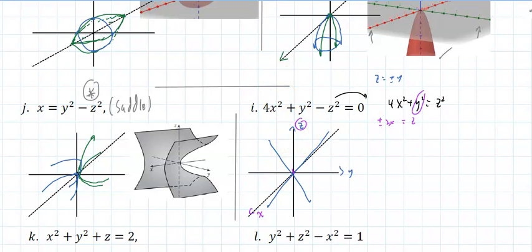I should have used the lines. Let me just fix it right now. I can do that. Here we go. So y equals x, y equals negative x, and y equals z equals 2. I said y equals z, z equals negative y, z equals 2x, and z equals negative 2x.